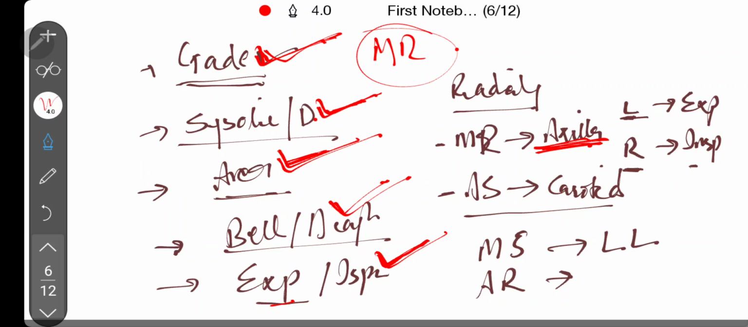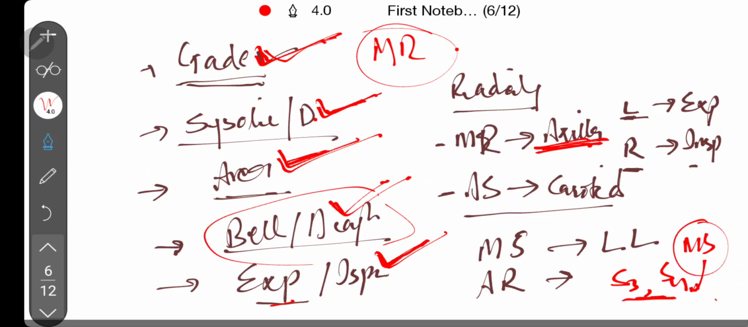I mentioned here the bell and the diaphragm. The low pitch murmurs are best heard with the bell, while the high pitch ones are best heard with the diaphragm. Which are low pitch sounds? The third heart sound, the fourth heart sound, and the mitral stenosis murmur. They are low pitched, so they are best heard with the bell rather than the diaphragm.